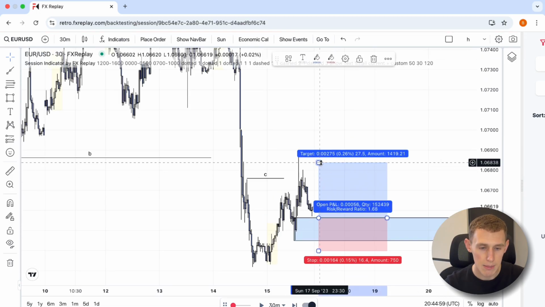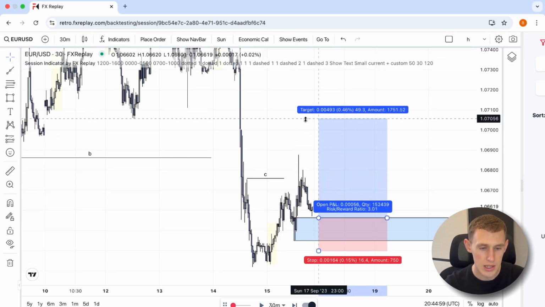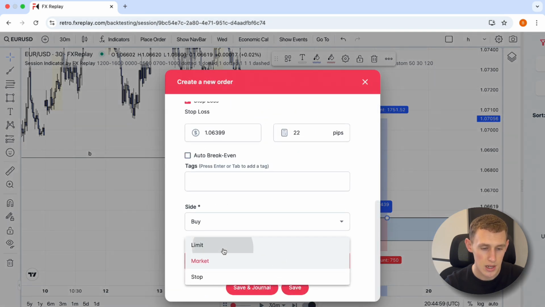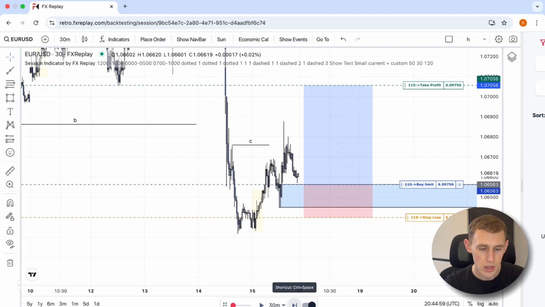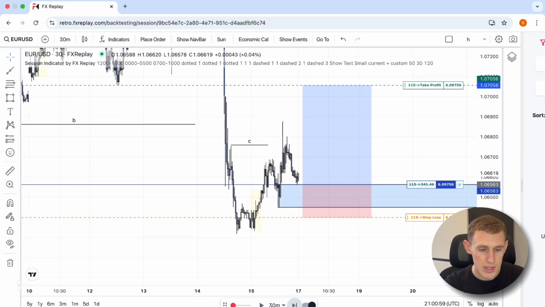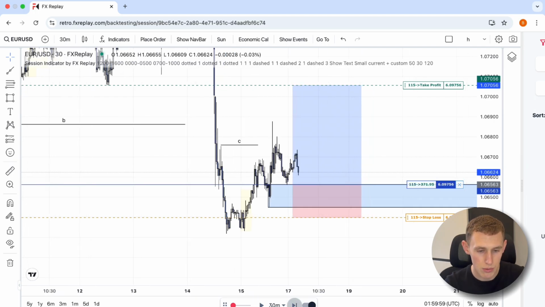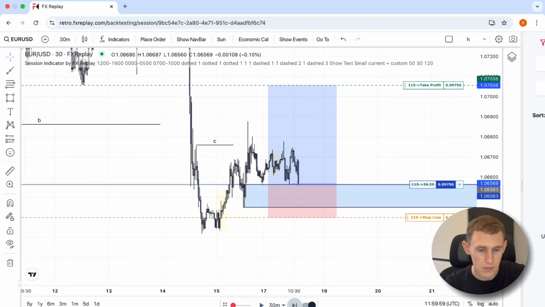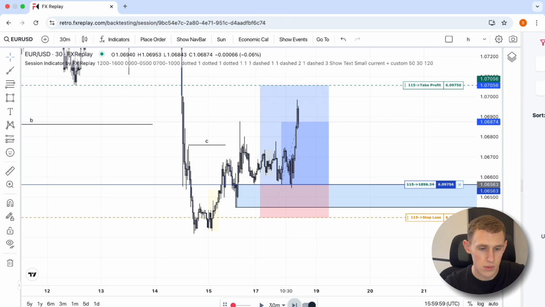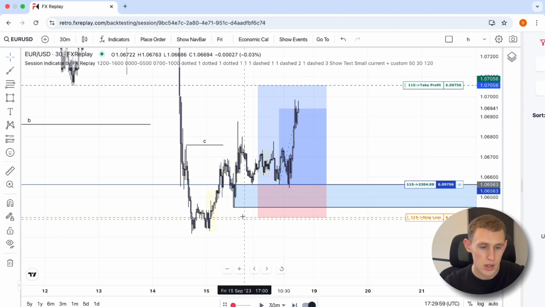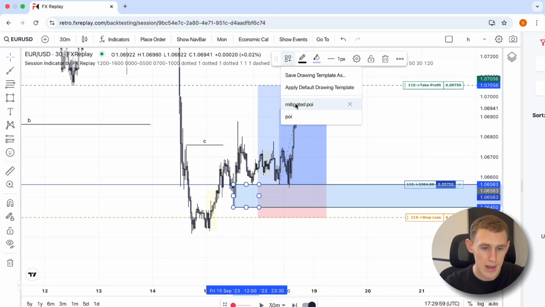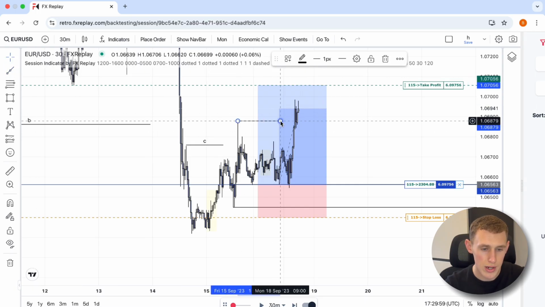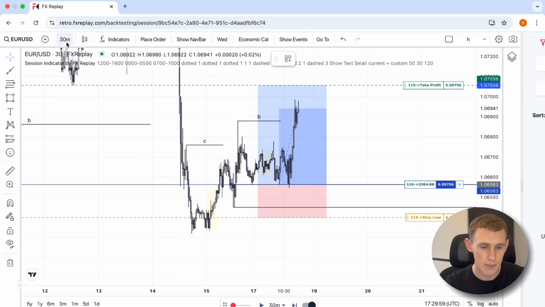So I'm going to set my limit here, and in this case, mechanically target a 1 to 3 because I'm not really seeing any clear targets for this one. So there we are, we're tagged in. Let's see if this wants to run. There we go. So the demand was respected very nicely. Price has now pushed back up. It broke structure again, so this is looking like a nice trade.